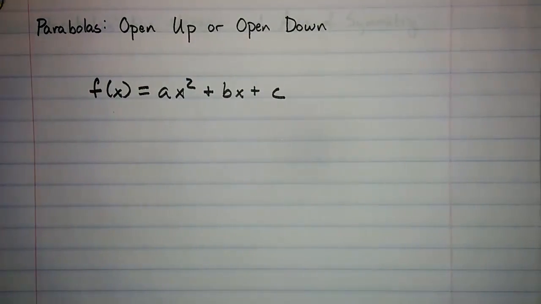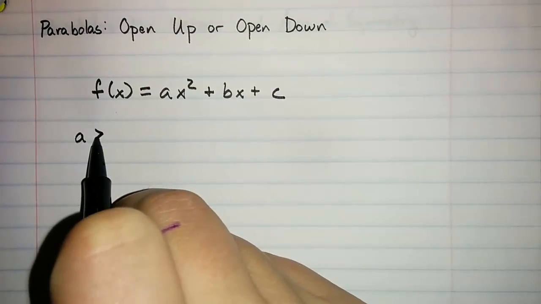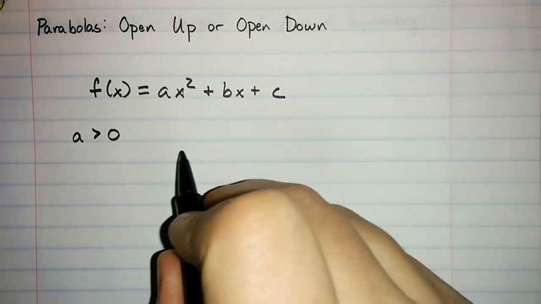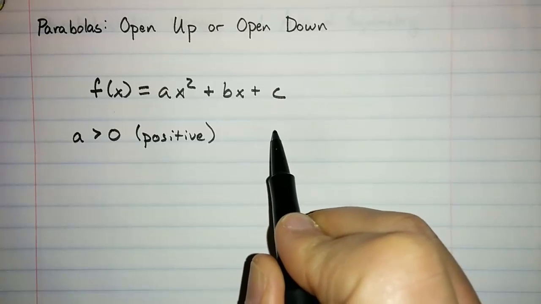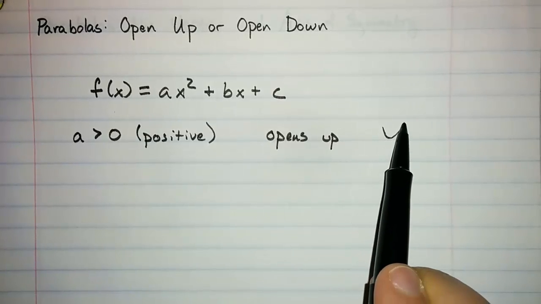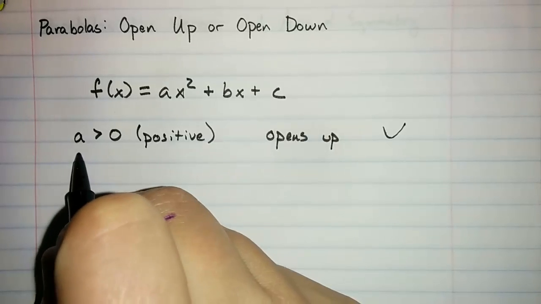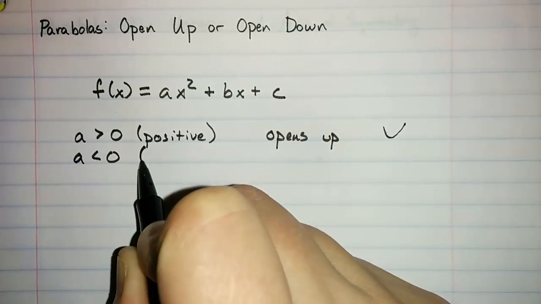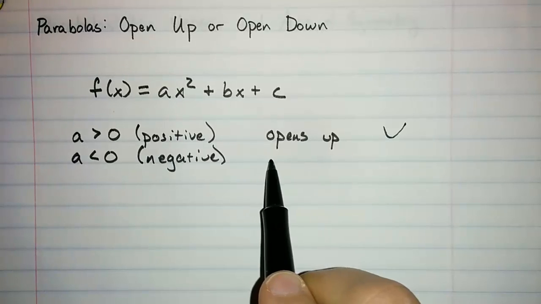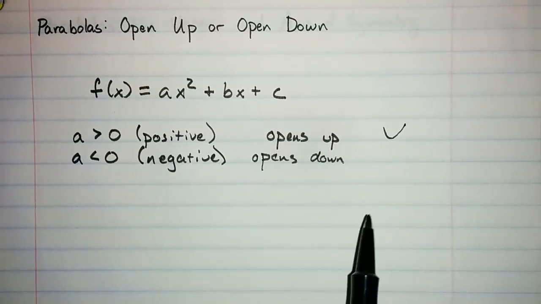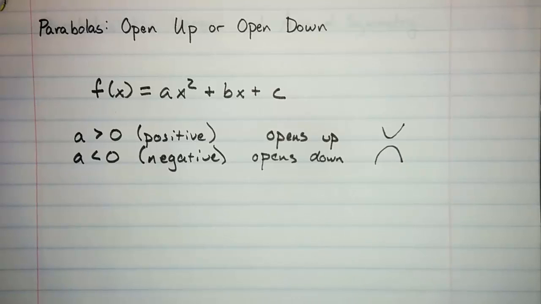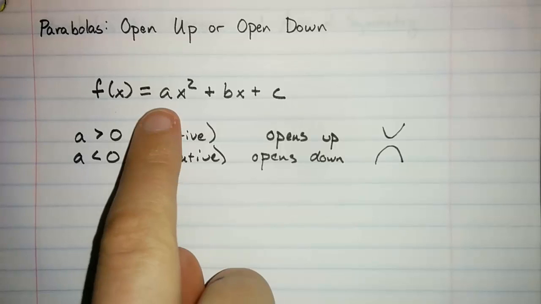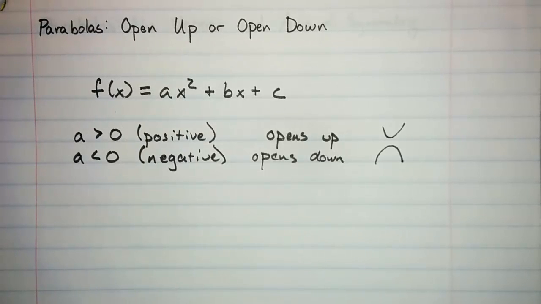upward or opens downward. If a is greater than 0, so a positive number, the parabola opens upward. That is, it's a U-shape. If a is less than 0, that is, a negative number, the parabola opens downward. That is, it's an upside down U-shape or an arch shape. And that's always going to be the case. We can predict which way the parabola is going to open just by looking at this leading coefficient.